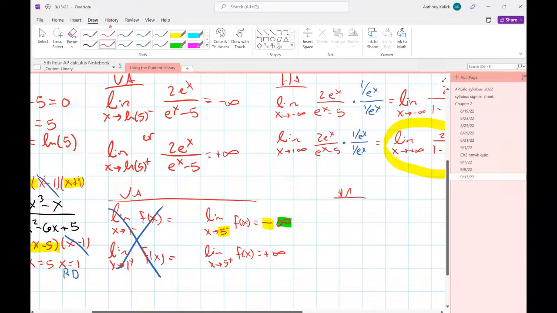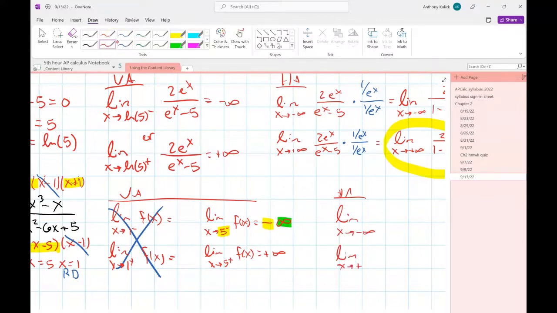And if I wanted to do the HA, let's pretend I didn't notice, or they asked to prove or verify your result. And I'm going to write it this way.